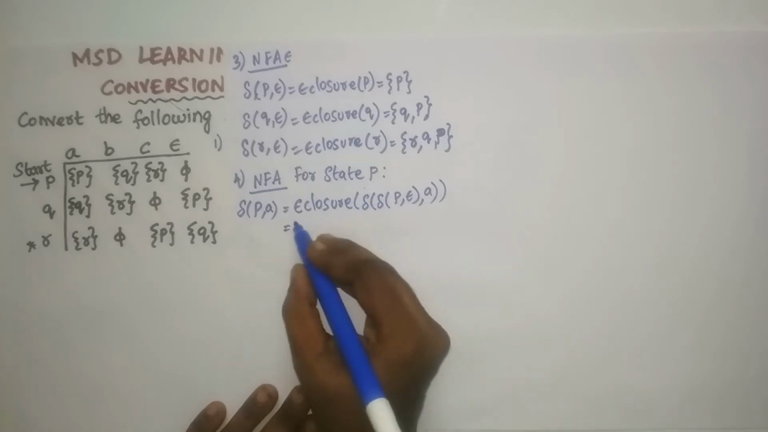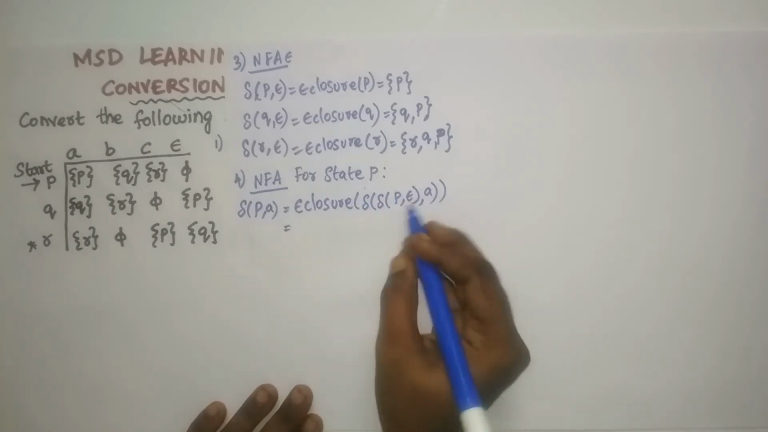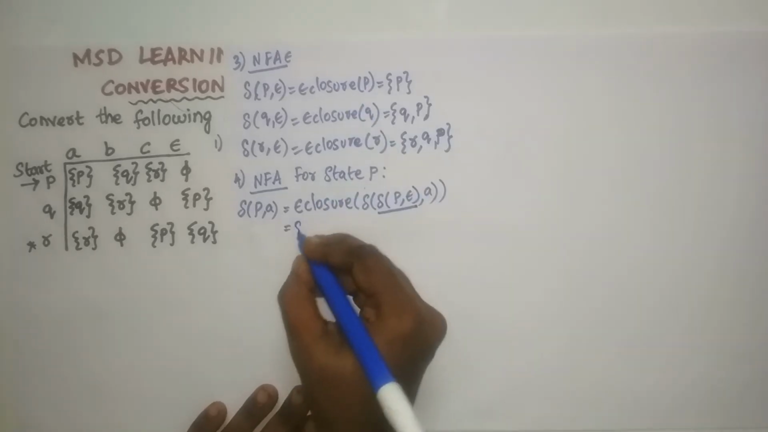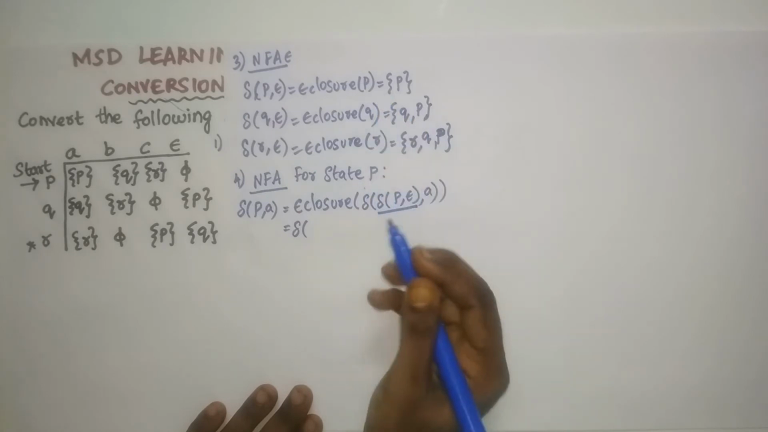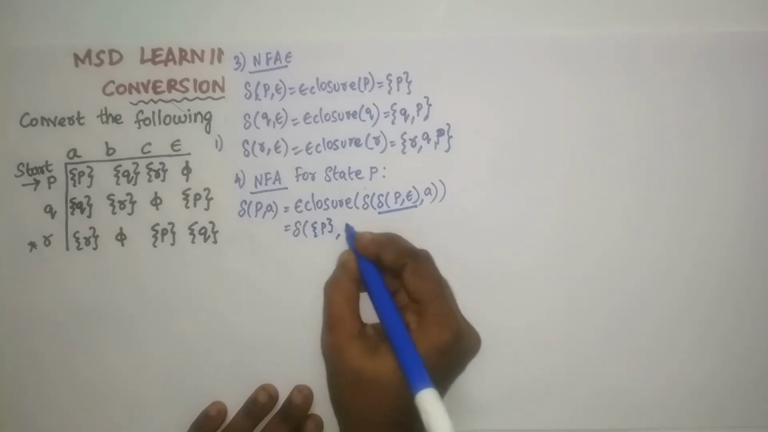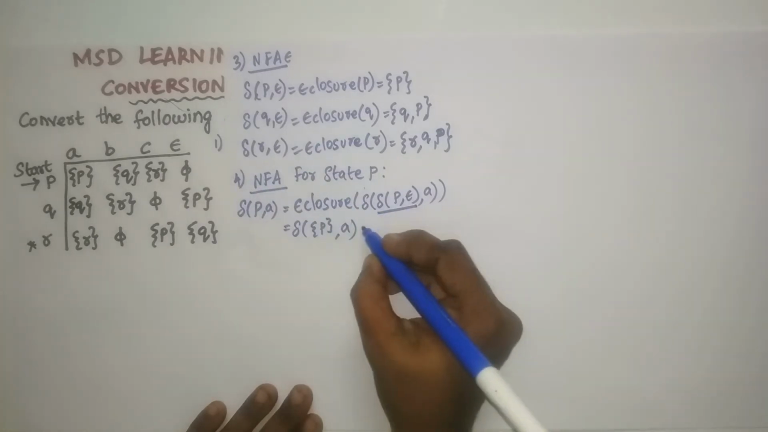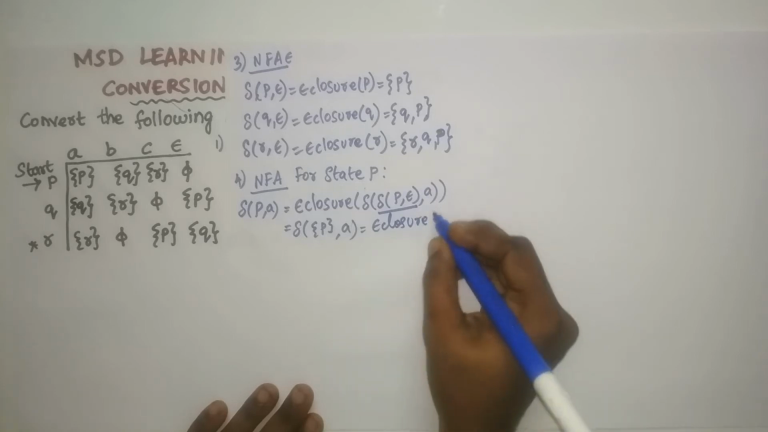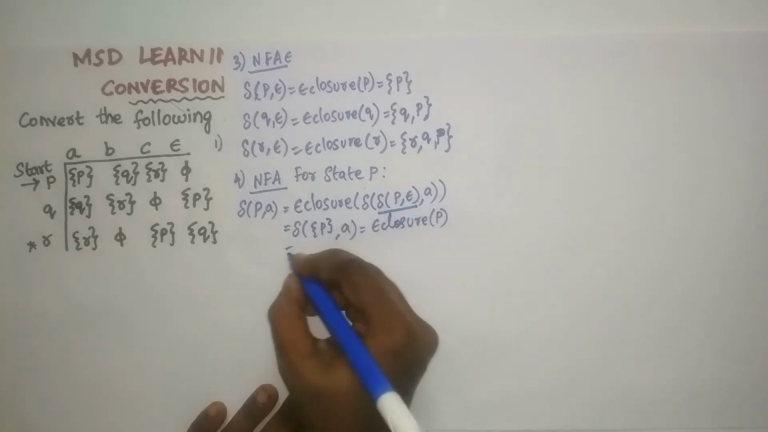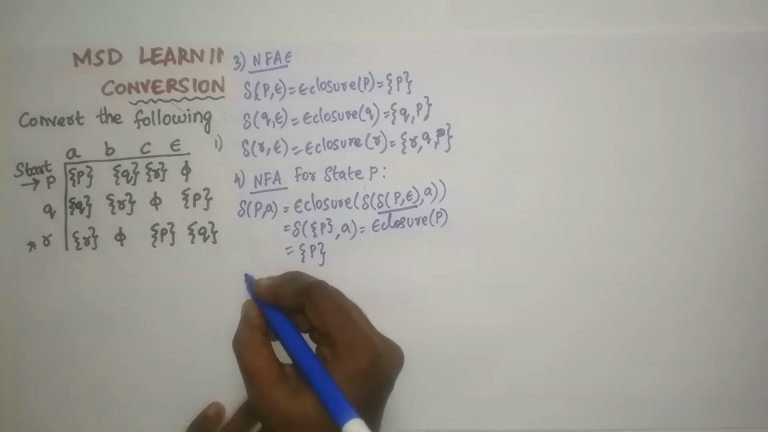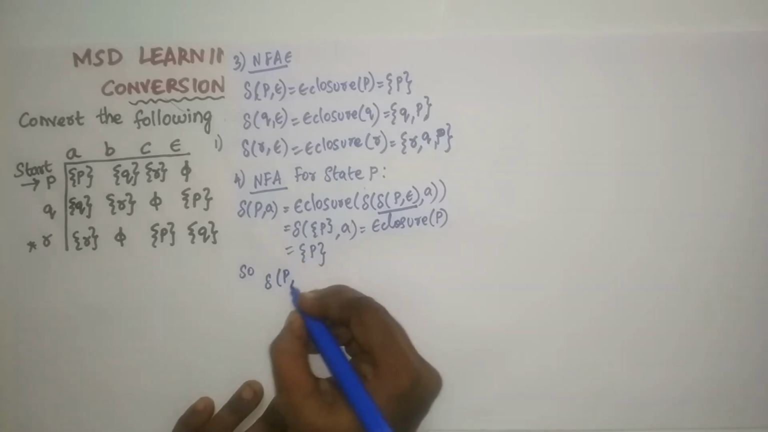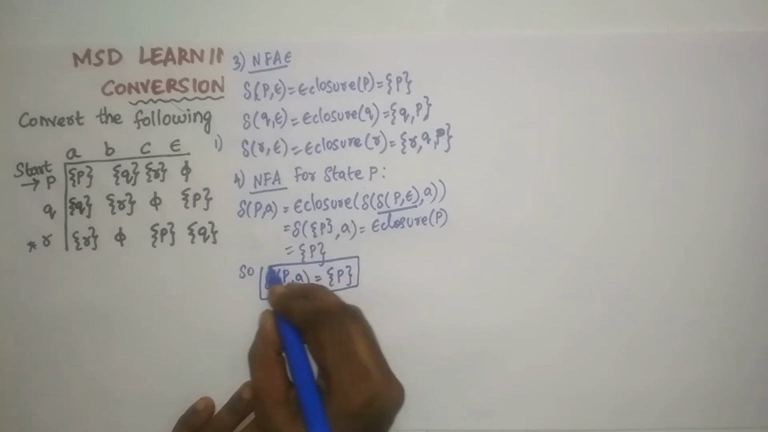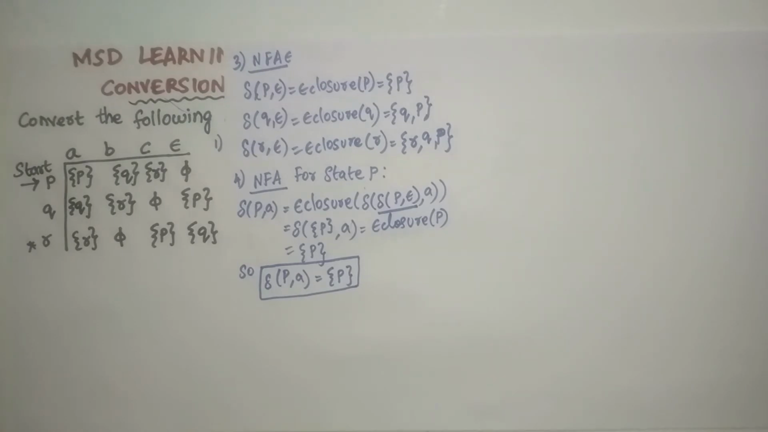So now let us apply this epsilon closure. What is δ of P comma epsilon? P comma epsilon is nothing but epsilon closure of P. So δ of P comma epsilon is already applied here. So it is P comma A. P comma A is nothing but P. For that P, we need to apply epsilon closure. Epsilon closure of P is again P. So δ of P comma A will be equal to P. Here we are not making any bracket because we are making only an NFA machine.